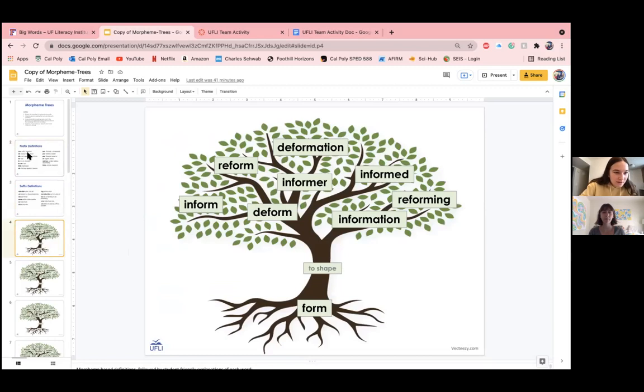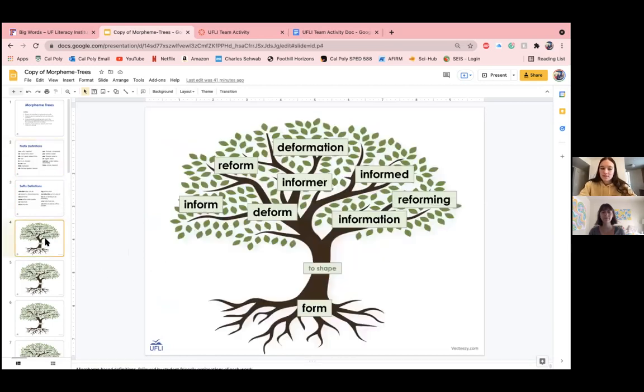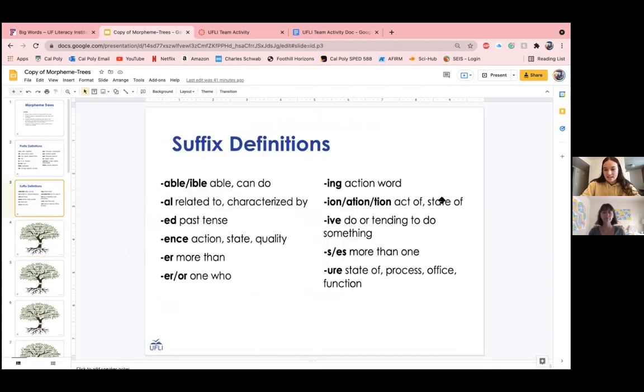I wish there was a better way to do this. Hold on. So in, on, or towards. Form, to shape. And then shun, active or state of.